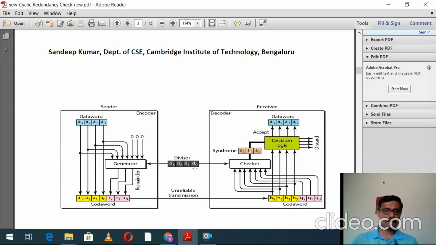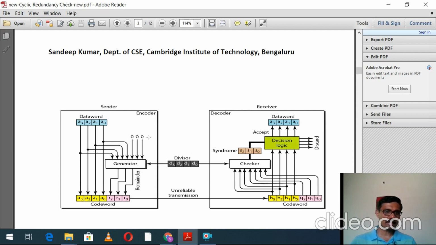Now you may ask how the divisor is chosen. The divisor is chosen based upon the protocol. It is predefined and agreed upon by both sender and receiver, depending on the protocol used in the data link layer. In this example, there is a 4-bit divisor. So therefore, 1 less than that: 3 zeros are appended.